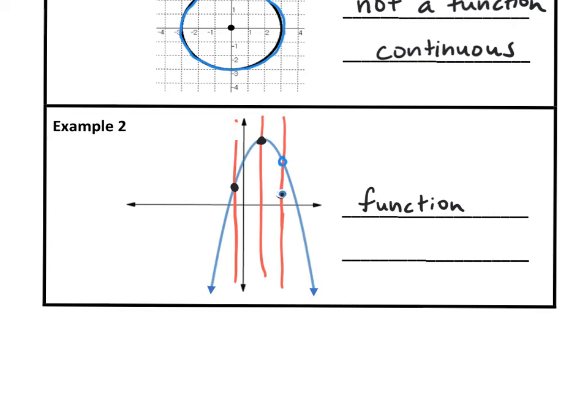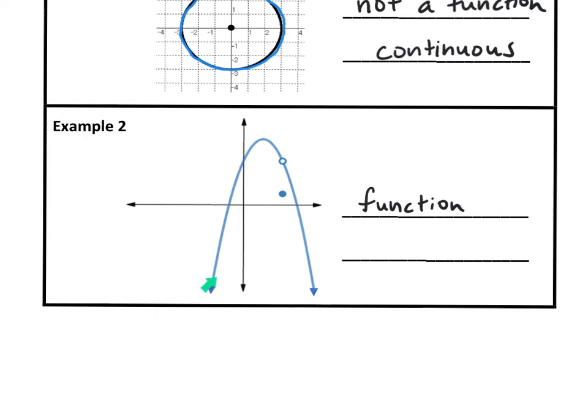So let me go ahead and erase my vertical lines, because we already finished the vertical line test, right? The second question is: is it continuous or discontinuous? Some students say, oh, I can draw it without lifting my pen or my pencil. That's true. But what do we call this? It's a piece of the graph that breaks it up into two sections.